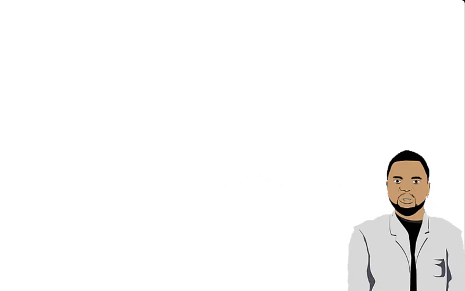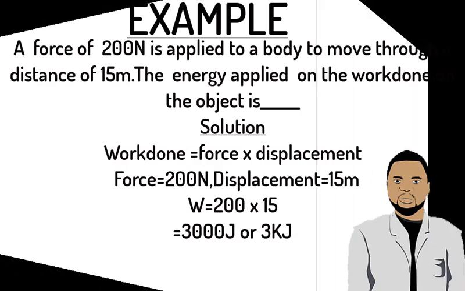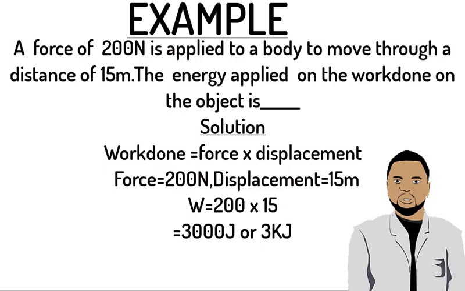If we have a question that a force of 200 newtons is applied to a body which moves the body a distance of 15 meters, the energy applied or the work done on the object is dash. We know work done is force times displacement. So we have a force of 200 newtons and a displacement of 15 meters. We just multiply 15 by 200, so that's 3,000 joules or 3 kilojoules of work done. Work is force times distance.